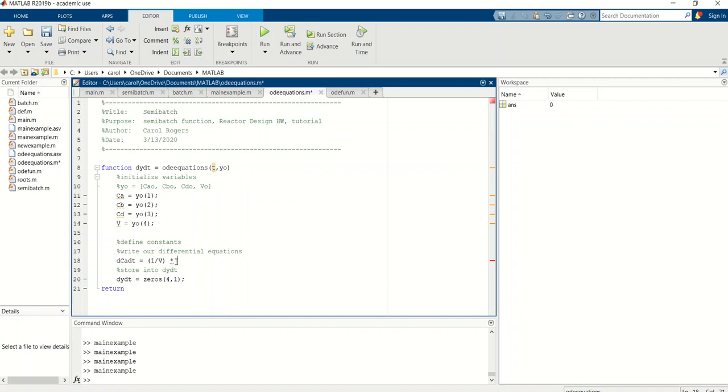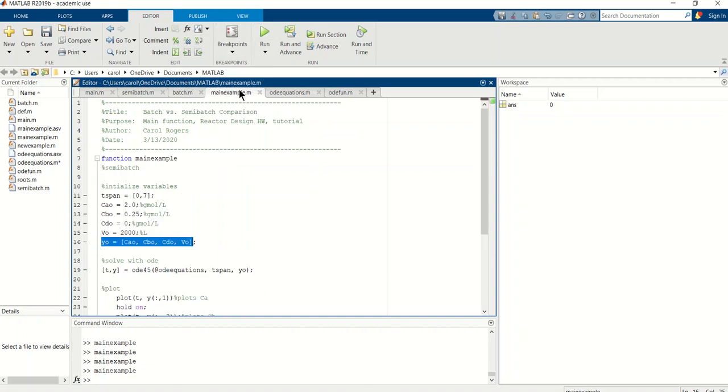So 1 over v times negative k1 times ca times cb times v minus qa times cd. So now here's where you evaluate, is this going to run? We've already tested it before we put this line in. And if you try to run this now, you're going to get an error.